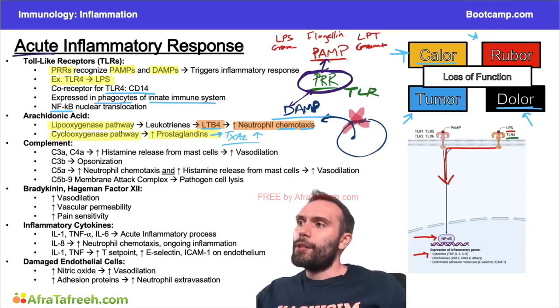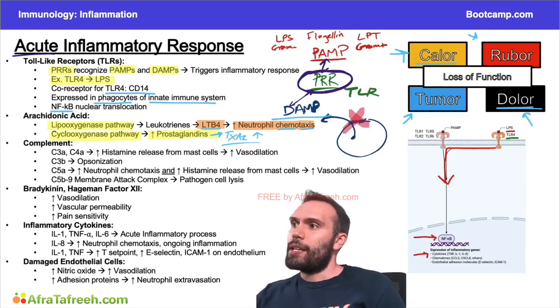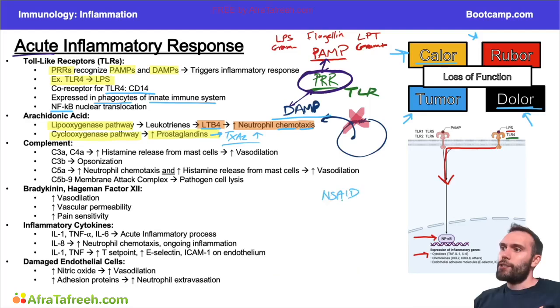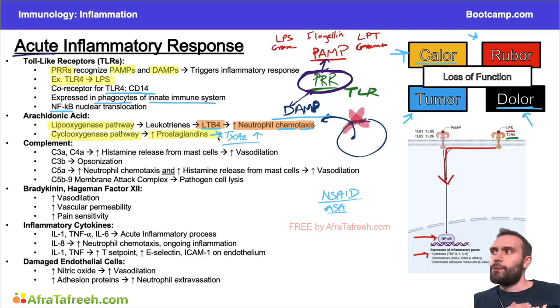And this is why when you give a patient an NSAID like aspirin, for example, okay, so let's just say aspirin here. Aspirin is going to irreversibly inhibit a component of this cyclooxygenase pathway, right? And by doing that, it's also going to inhibit the formation of TXA2. Okay, so that's what NSAIDs are doing.